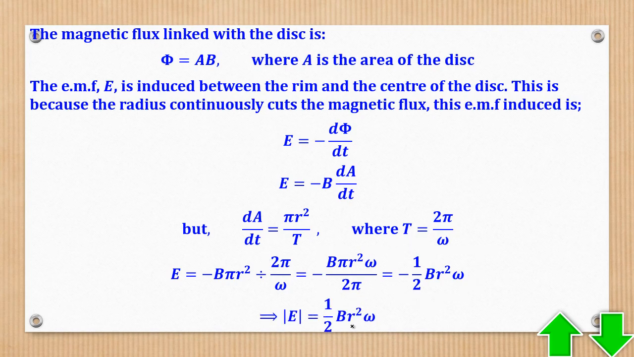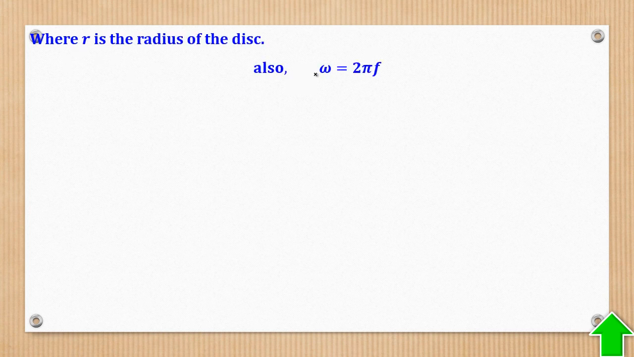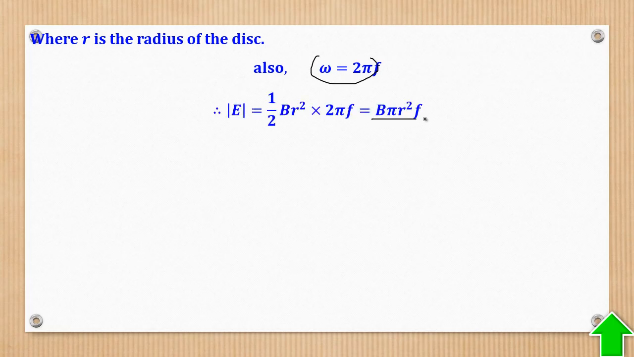So magnitude means you ignore the negative and you remain with only this. So that is the expression for induced EMF for a rotating disk, where r is the radius of the disk. Also, you know that omega is 2 pi f. You should remember that. So I can substitute for omega to give me this as the second expression for induced EMF.